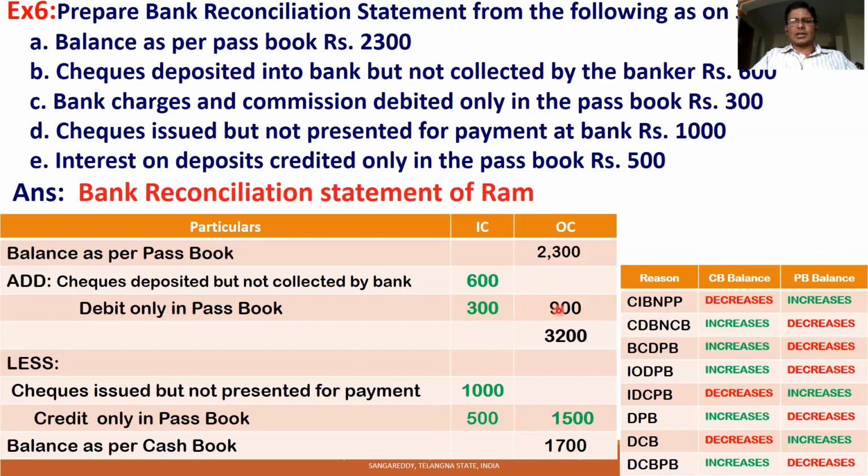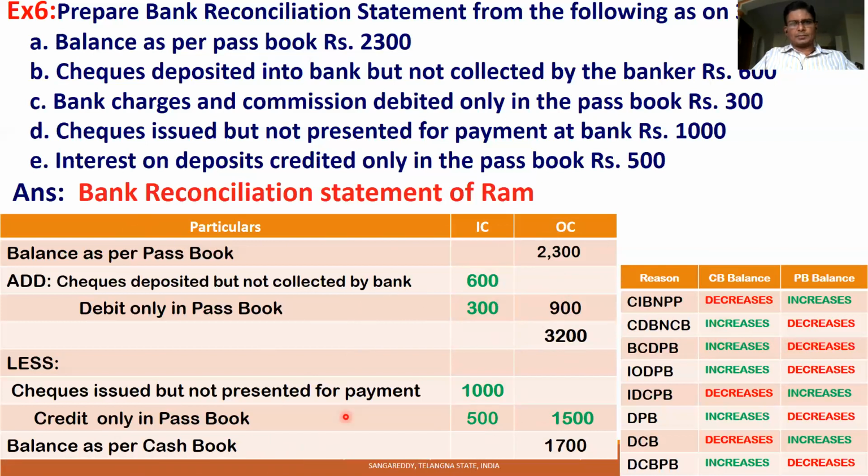Checks deposited but not collected by the bank: passbook decreases, we have to add. Bank charges are debited only in the passbook: passbook decreases, we have to add. So 600, 300, 900: 2,300 plus 900 is 3,200, minus 1,500, 1,700 is the balance as per cash book. We have taken the passbook balance and got the balance as per cash book.